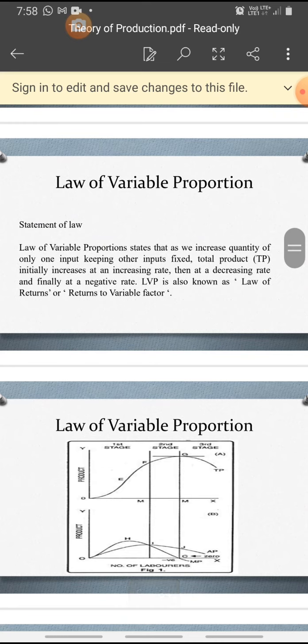Law of variable proportion. The law of variable proportion states that as we increase the quantity of one input keeping other inputs fixed, the total product initially increases at an increasing rate, then increases at a decreasing rate, and lastly at a negative rate. It is known as the law of returns or returns to variable factor.